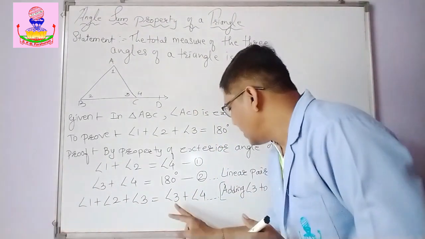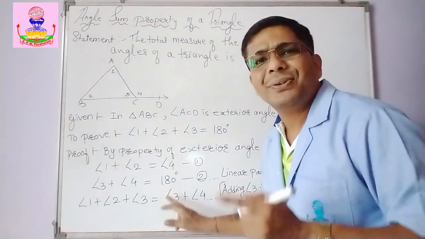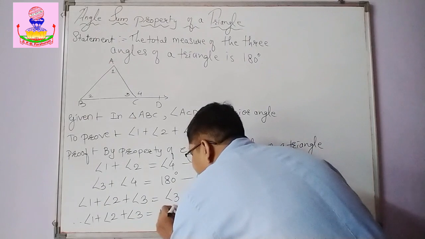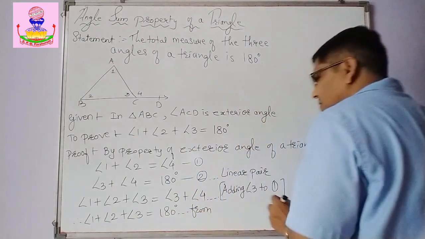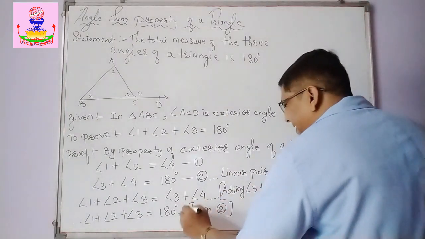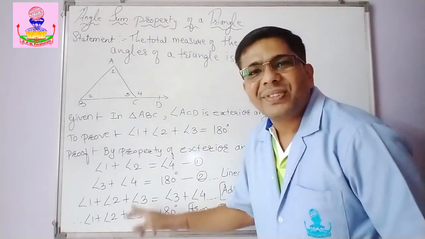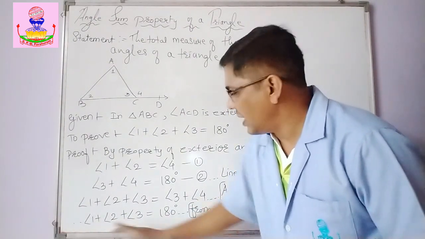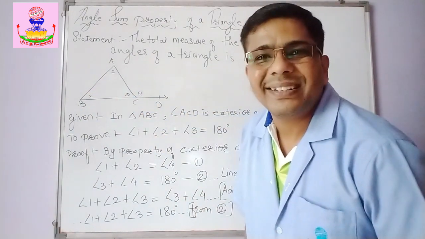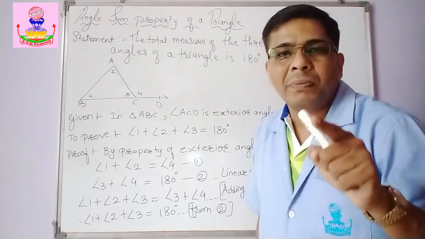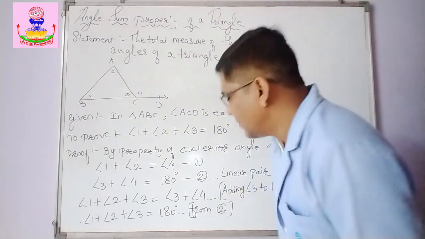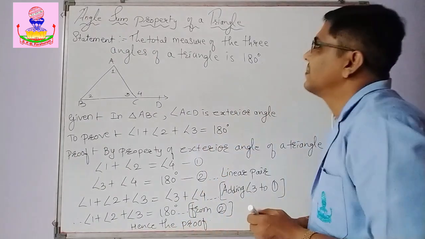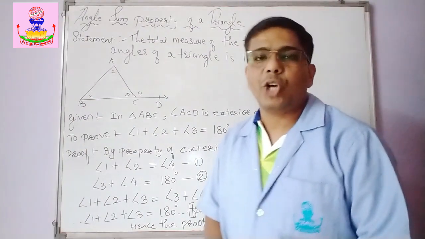Now see here, angle 1 plus angle 2 plus angle 3. On the right hand side, angle 3 plus angle 4. But I know that angle 3 plus angle 4 is 180 degrees, from step number 2. So therefore angle 1 plus angle 2 plus angle 3 is equal to 180 degrees. So what we needed to prove, we got. In short, angle 1, angle 2 and angle 3 are the angles of a triangle. So from this we can say that the sum of the measures of the angles of a triangle is always 180 degrees. Hence proved. So dear students, this is the angle sum property of the triangle.